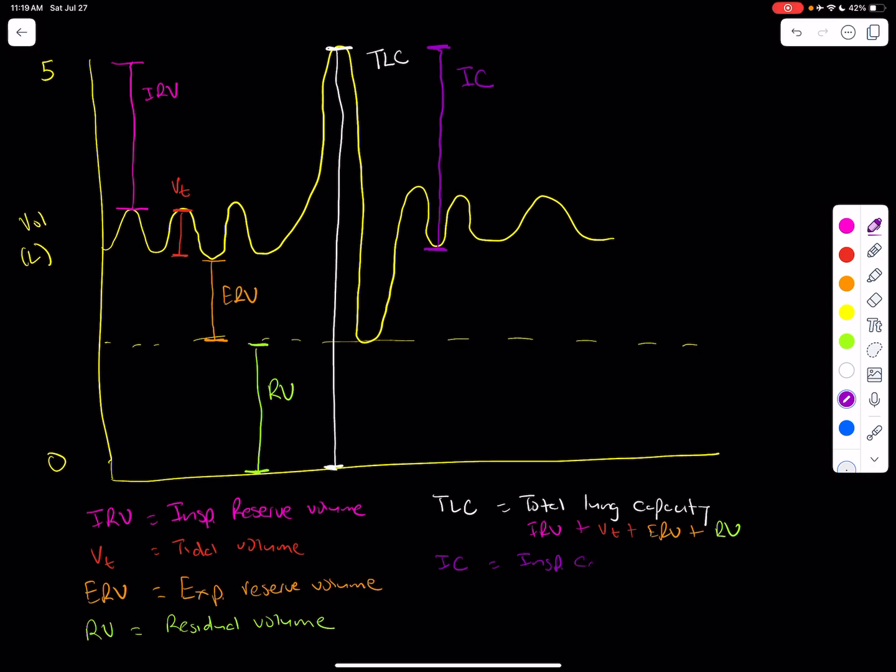I want you to look for a second: what's the difference between inspiratory capacity and inspiratory reserve volume? The answer is it's inspiratory reserve volume plus tidal volume. Okay, that's it.